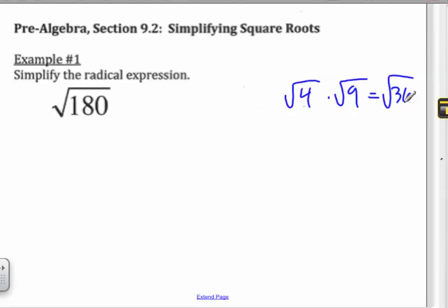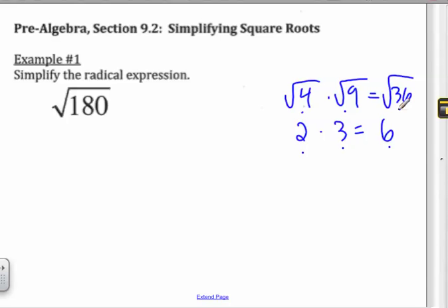Do you agree with that? 4 times 9 does give me 36. But then also the square root of 4 is 2, right? And the square root of 9 is 3. Good. And 2 times 3 equals 6, right? And each of these numbers are the square roots, or the simplified forms of those radicals. Does that make sense?